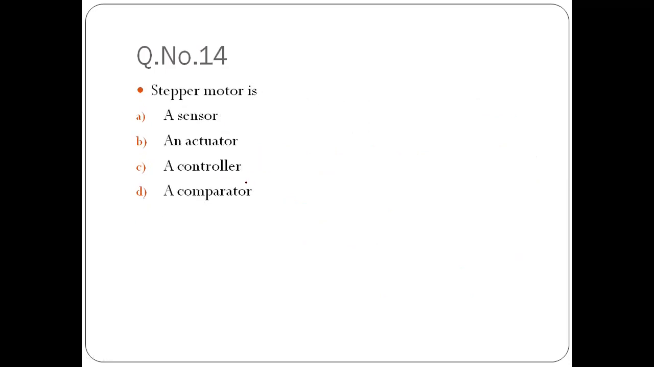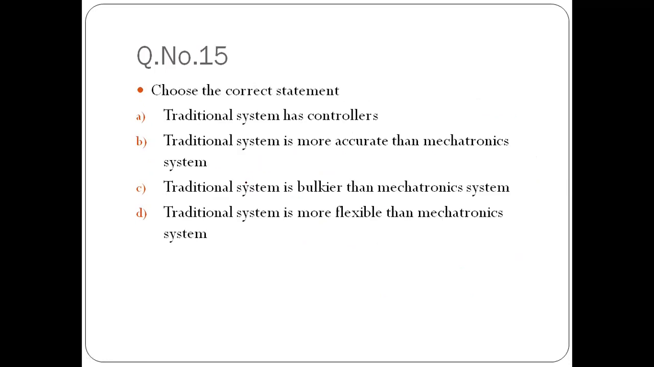Stepper motor is an actuator, we have already seen. Choose the correct statement. This is something we have already seen, and it's a repetition. Traditional system has controller, that is false. Traditional system is more accurate than mechatronic system is false. Traditional system is bulkier than mechatronic system is correct. Traditional system is more flexible than mechatronic system is wrong. So option C is the correct answer.